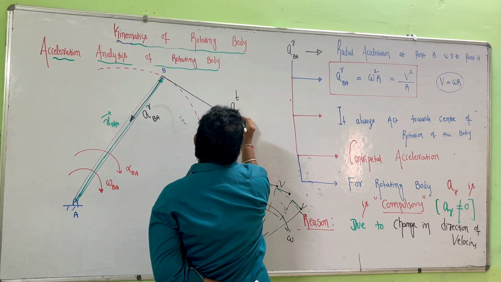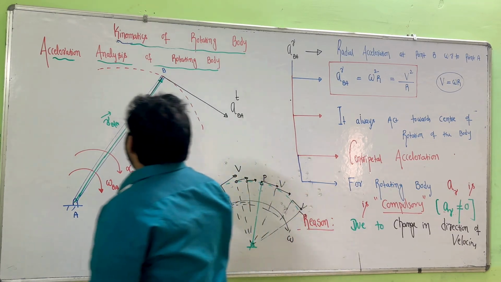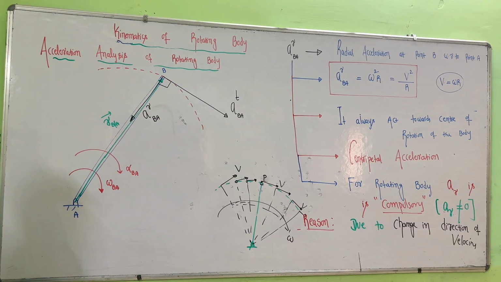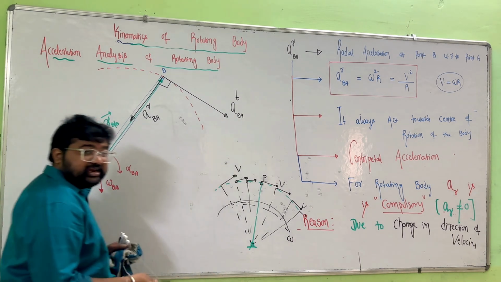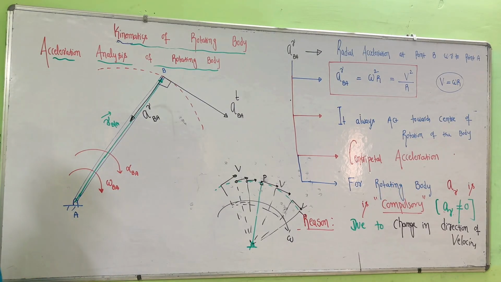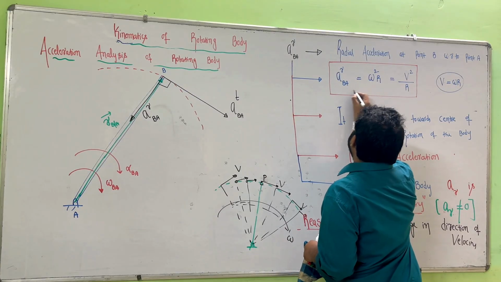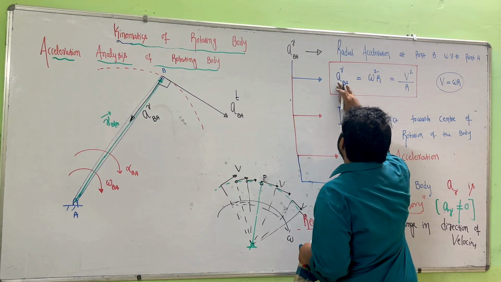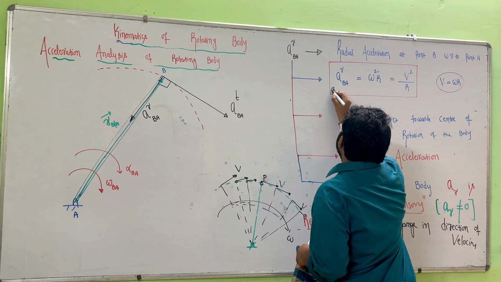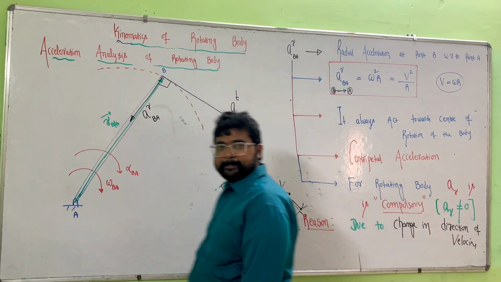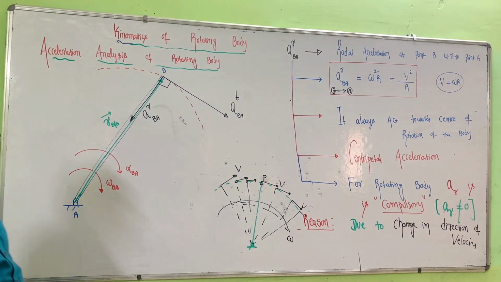Tangential acceleration at point B with respect to point A. It always acts tangential to the circular motion, or else rotary motion, of the body. It acts tangentially in the same sense of alpha. What is the direction? It is acting from B to A. Acceleration at point B with respect to point A, from B to A.